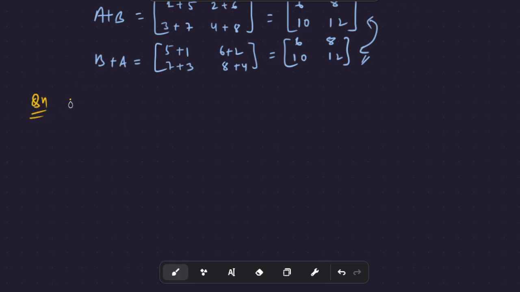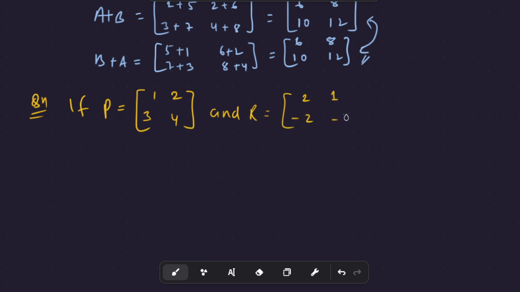The question is, if P equals [1, 2; 3, 4] and R equals [2, 1; -2, -3], verify that P plus R equals R plus P. Okay, get the answer of this. P plus R equals R plus P.